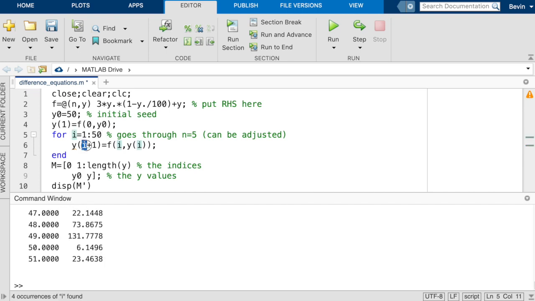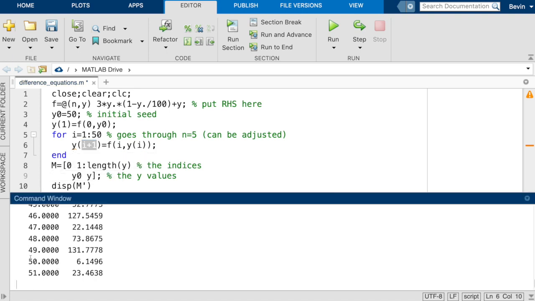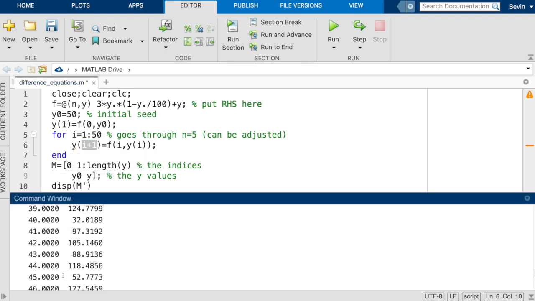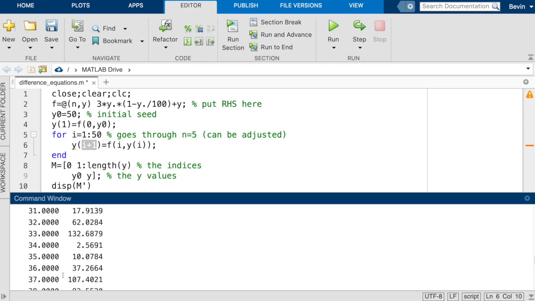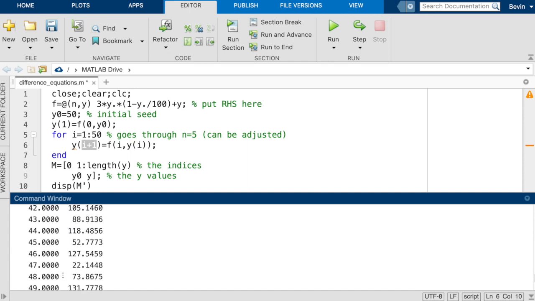And actually, because it ends with the I plus 1th term, that goes all the way through 51. So you could do that. You shouldn't try to generate like a billion terms. That's just not a wise thing to do in MATLAB, but certainly if you want to look at what a sequence would start to look like, you could do this in MATLAB.